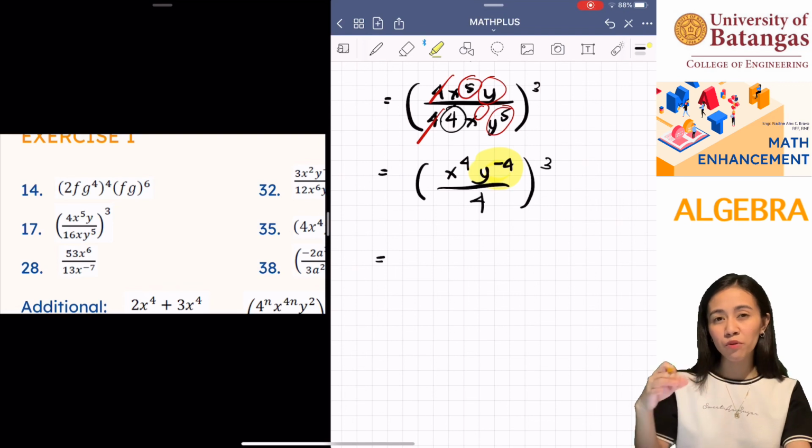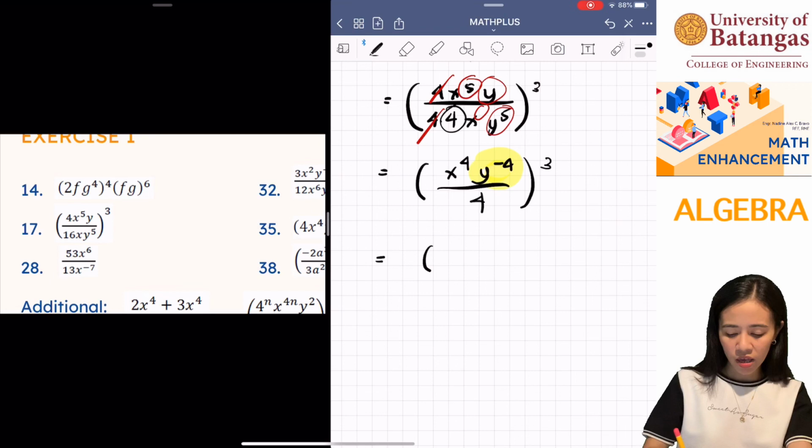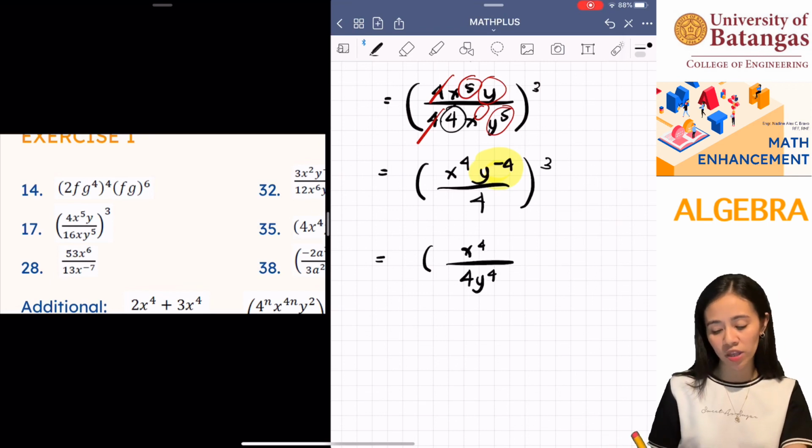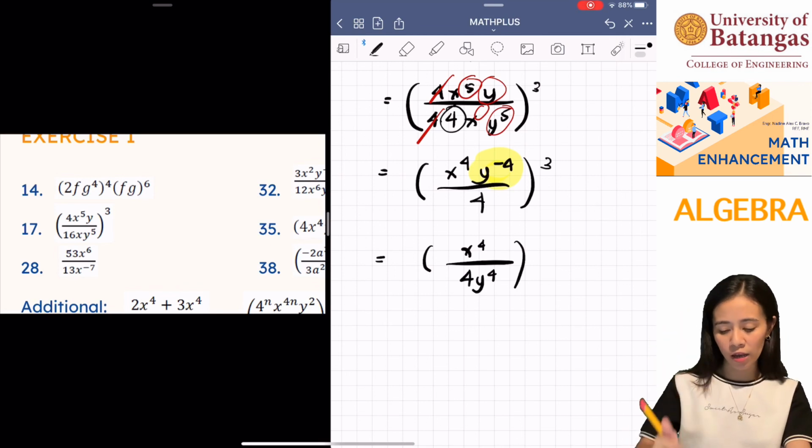So, negative exponents rule, bababa natin siya to make the exponent positive. So, pwedeng ang mangyari dito, gawin mo siyang x to the 4th all over 4y to the 4th na, kasi magpa-positive yung exponent niya, dahil nilipat mo siya sa ilalim, quantity cube. Then, saka tayo mag-apply ng expanded power rule.